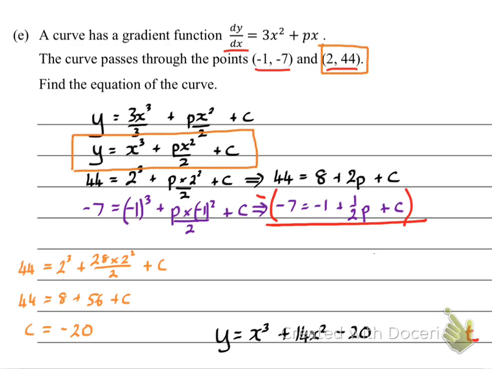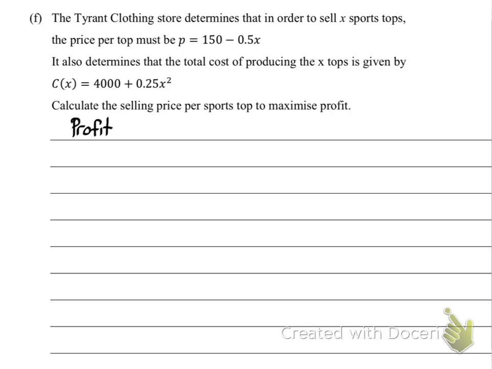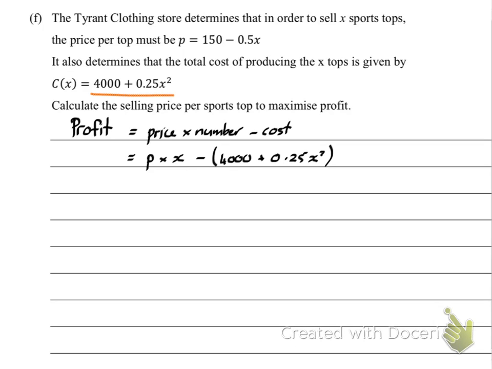That's for excellence. For this question, we want to find the profit, because we want to maximize the profit. So we need a profit equation first. The profit is the price times your number minus the cost. Well, price is p, it's given to you in the equation at the top. X is your number of t-shirts that you're selling, and you're taking away the cost, which is 4,000 plus 0.25x squared. Put it in brackets because we're going to subtract it away. We have an equation for p. P equals 150 minus 0.5x.